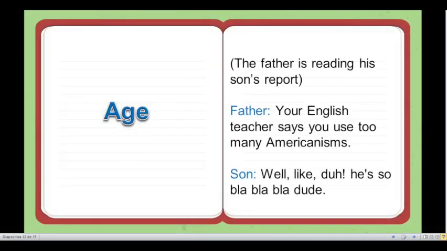The father is reading his son's report. "Okay. Your English teacher says you use too many Americanisms?" "Oh, well, like that. He's a blah blah blah dude." Okay, that's an example.